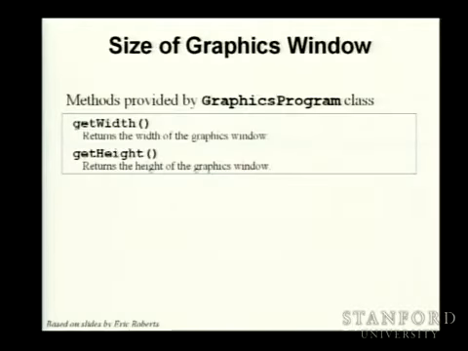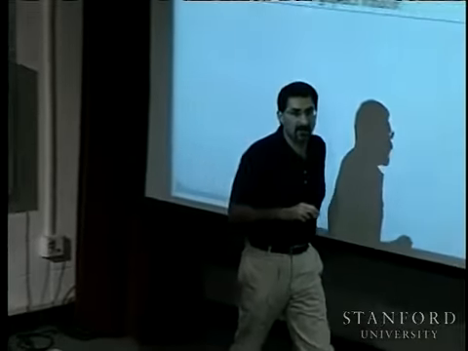One last thing that might be useful to you. Sometimes you want to center something in the graphics window or draw something at the bottom. How do you know how big the graphics window actually is? There's two methods from the graphics program class. These methods, you might notice, don't have any object that is their receiver. The reason for that is that both of these methods, their receiver is the graphics program.